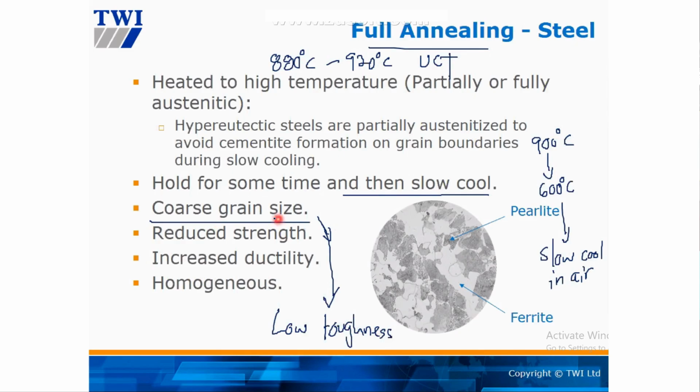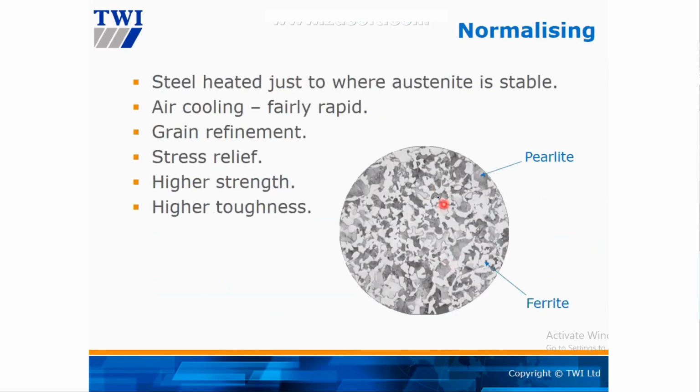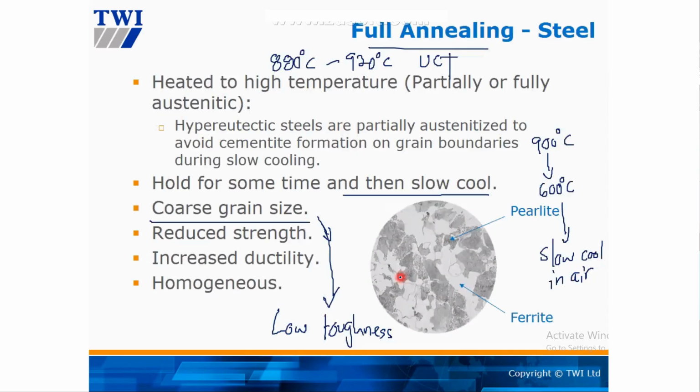So it said coarse grain here. You can see that the white color ferrite and the black color pearlite, this size is big, large coarse grain. You see here? Comparing to this one, all small. This is under normalizing, all small grain. Here we got large grain.